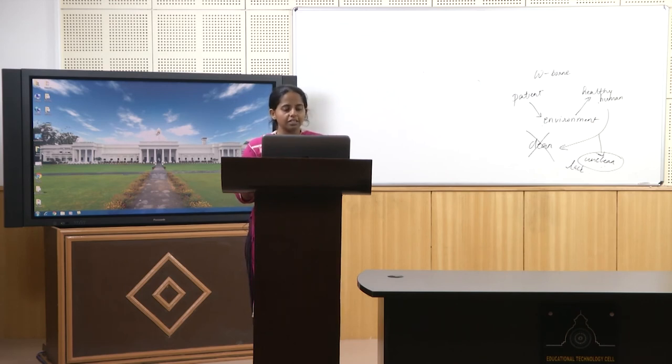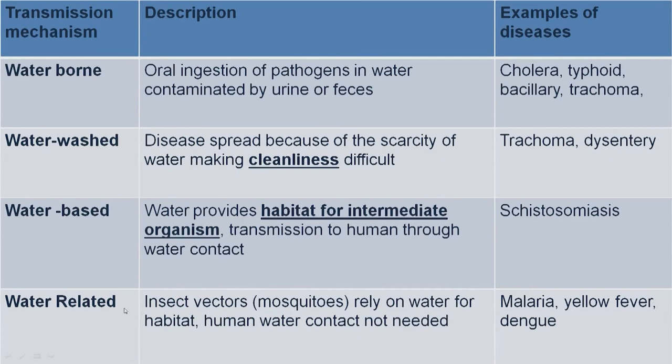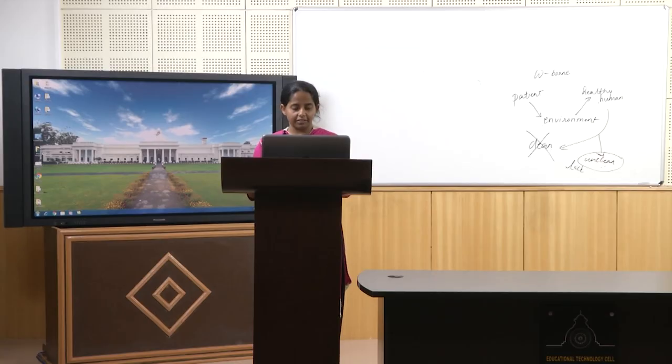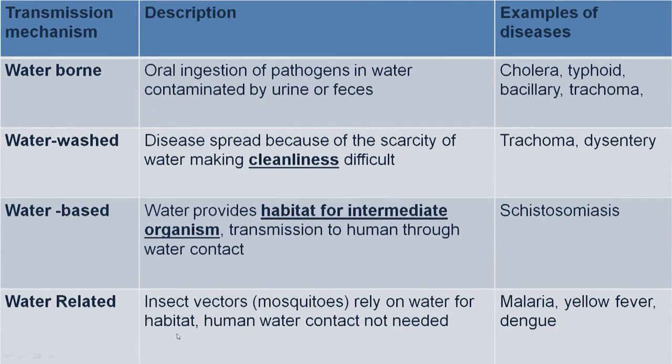Now, water-related diseases are a big menace. All of these are a big menace in our country. In North India, usually during monsoon, and near and after monsoon, these are diseases that are caused when there are puddles of water available, because the insect that carries these diseases requires this puddle of water to complete its life cycle. So here we have insect vectors, usually mosquitoes, that rely on water for habitat. Human water contact is not needed.